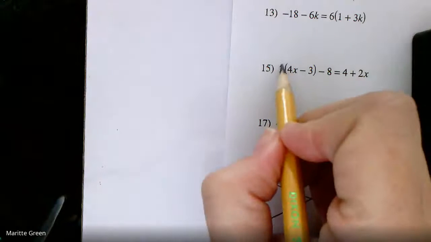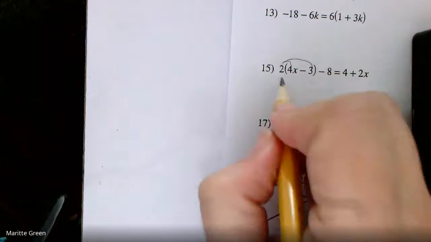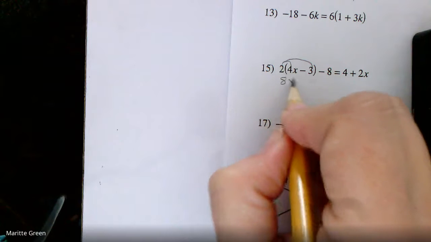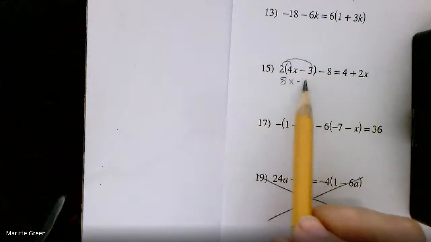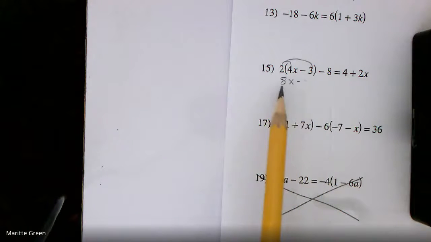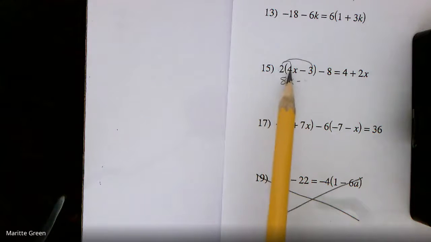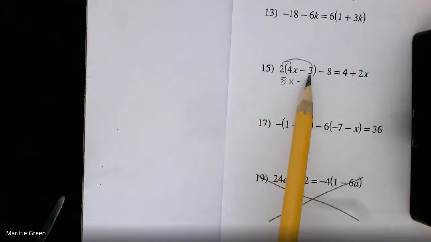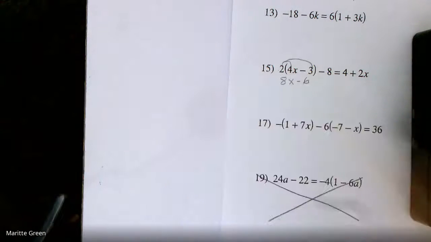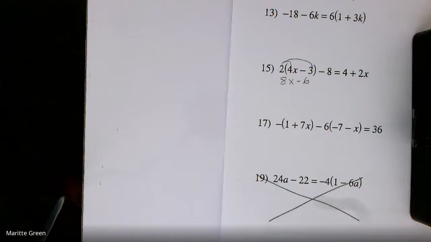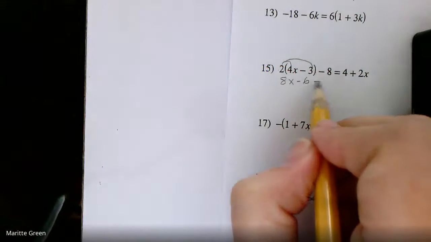All right, so I'm going to distribute. I get 8x minus, ooh, I almost didn't do it. I almost wrote -3 right here. What is it supposed to be? Well, I've got 2 times 4, 2 times -3. So that 2 times -3 would be -6. Okay. Then I still have that -8.